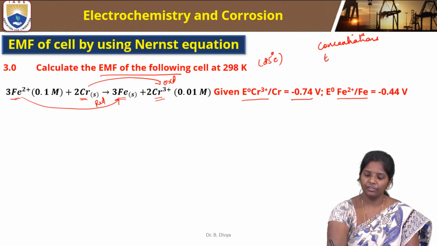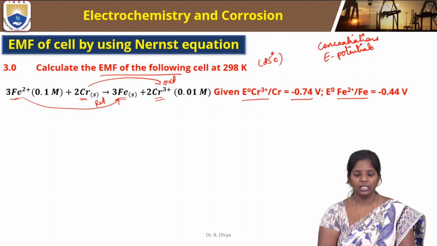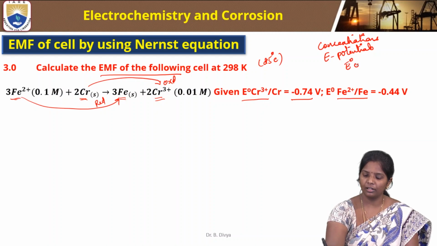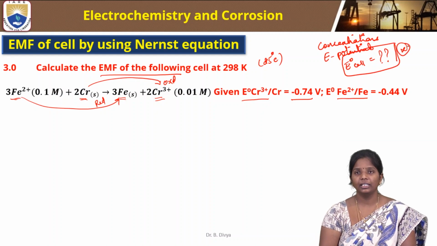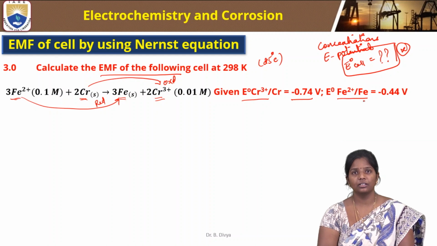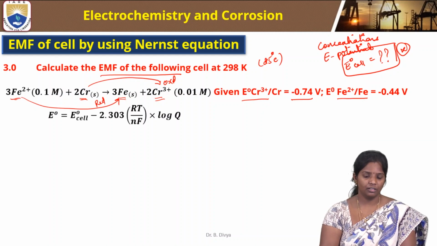And also, the electrode potentials or reduction potentials are given. So if we see here, there is no E naught cell. E naught cell is not given, so we have to calculate this. For calculating that, we have to utilize these reduction potentials. So now we will see the formula.